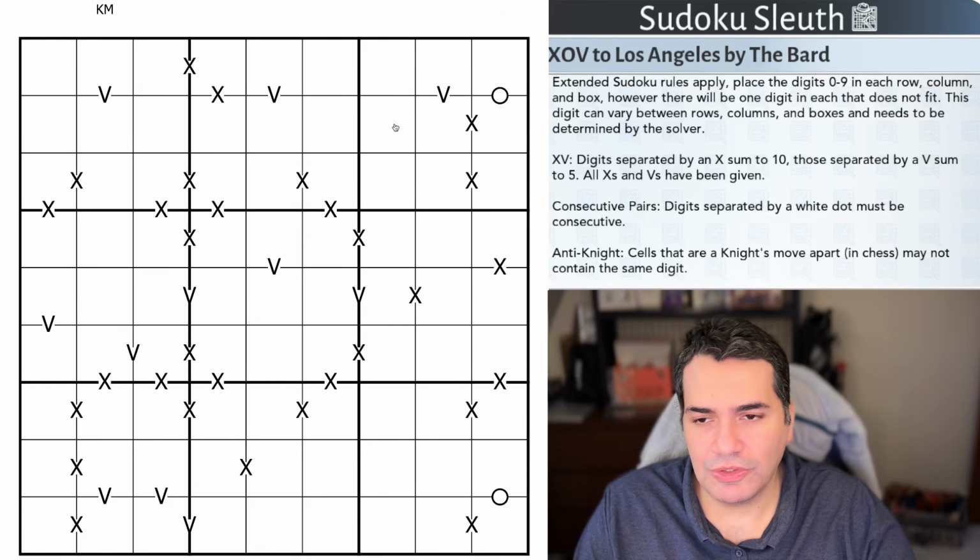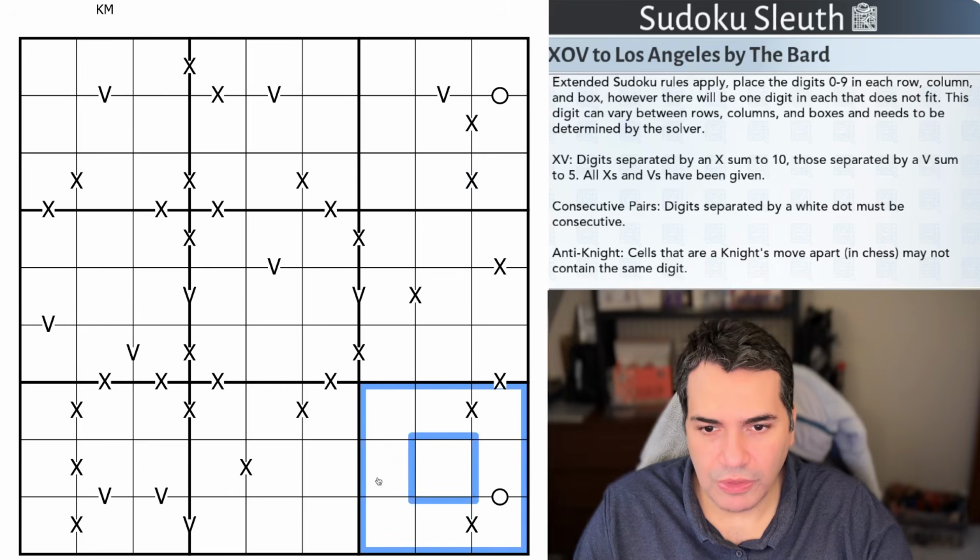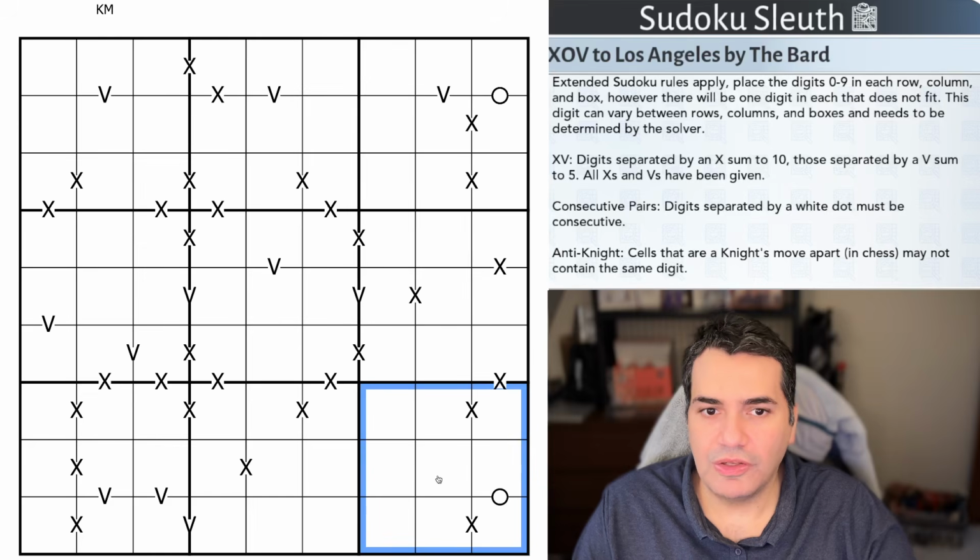The following set of rules. Extended Sudoku rules. Place the digits 0 to 9 in each row, column, or box. So row, column, or box. Can't repeat digits. However, there will be one digit that does not fit. And this digit can vary between rows, columns, and boxes, and needs to be determined by the solver.